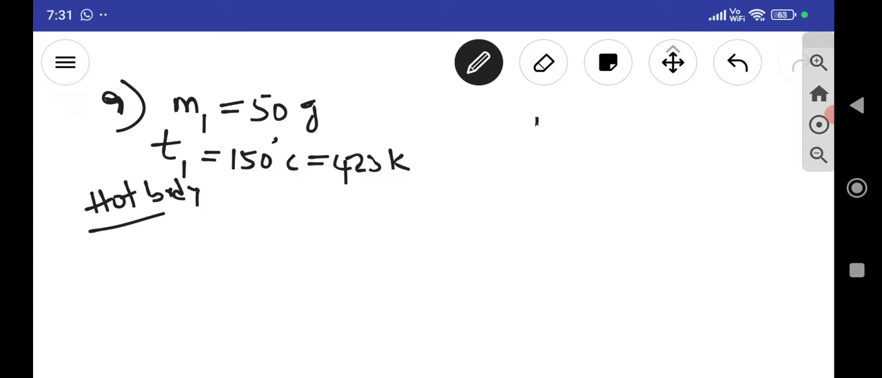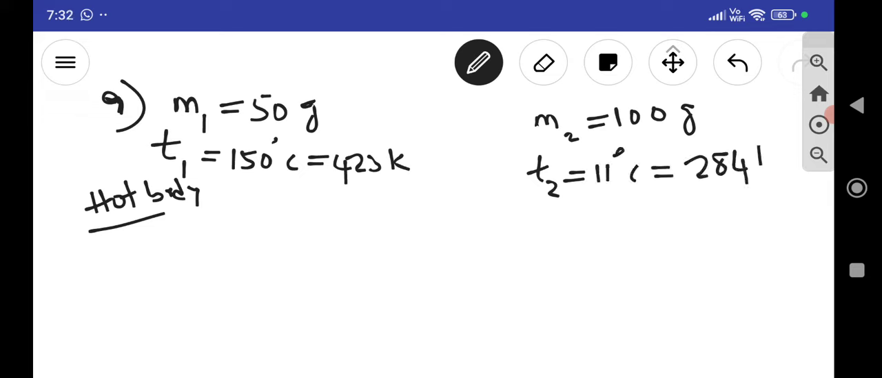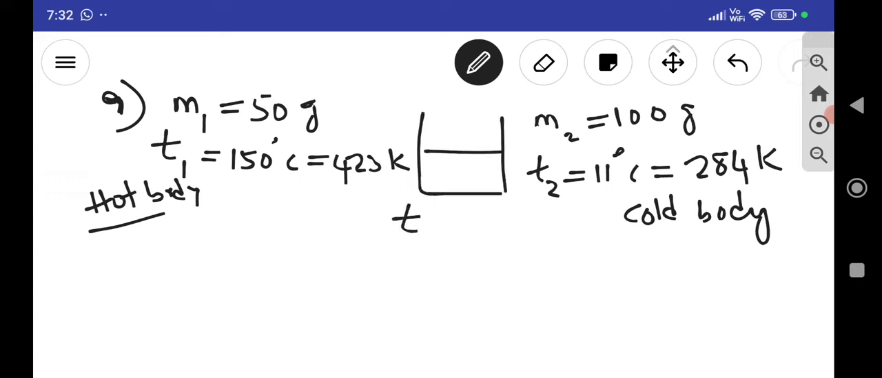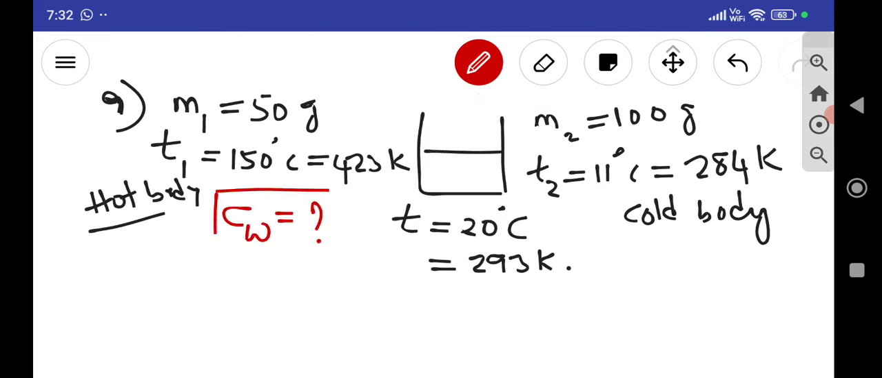On the other side, cold water, you can take M2, mass is 100 grams. And now they have mentioned a temperature as 11 degrees Celsius. Converting into Kelvin, you get 284 Kelvin. So this is your cold body. You have mixed both. On mixing, the final temperature T is identified as 20 degrees, which is equal to 293 Kelvin. So this is the information you have. Now they are asking to find out the value of specific heat capacity for this.